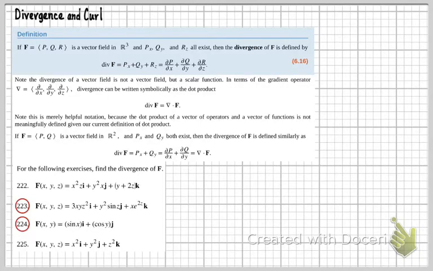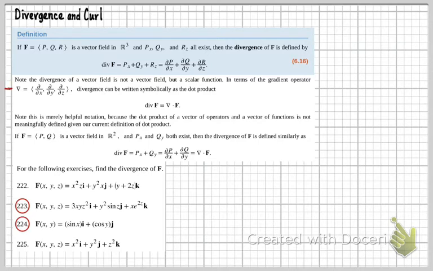Divergence and curl. This definition says if F equals ⟨P, Q, R⟩ is a vector field in R3 and P_x, Q_y, and R_z all exist, then the divergence of F is defined by div F equals P_x plus Q_y plus R_z. Another way to write that is ∂P/∂x plus ∂Q/∂y plus ∂R/∂z.